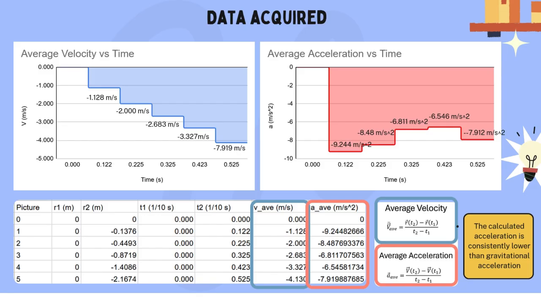The acceleration itself was then plotted for each snapshot, where the average acceleration, beginning with snapshot 1, was negative 9.2448266 meters per second squared, closely nearing the value for the acceleration due to gravity, but then the acceleration decreased to negative 8.487693 meters per second squared, followed by negative 6.8 meters per second squared, 6.54 meters per second squared, and finally 7.9198 meters per second squared. As you can see, the calculated acceleration is getting increasingly lower than the gravitational acceleration in the beginning.